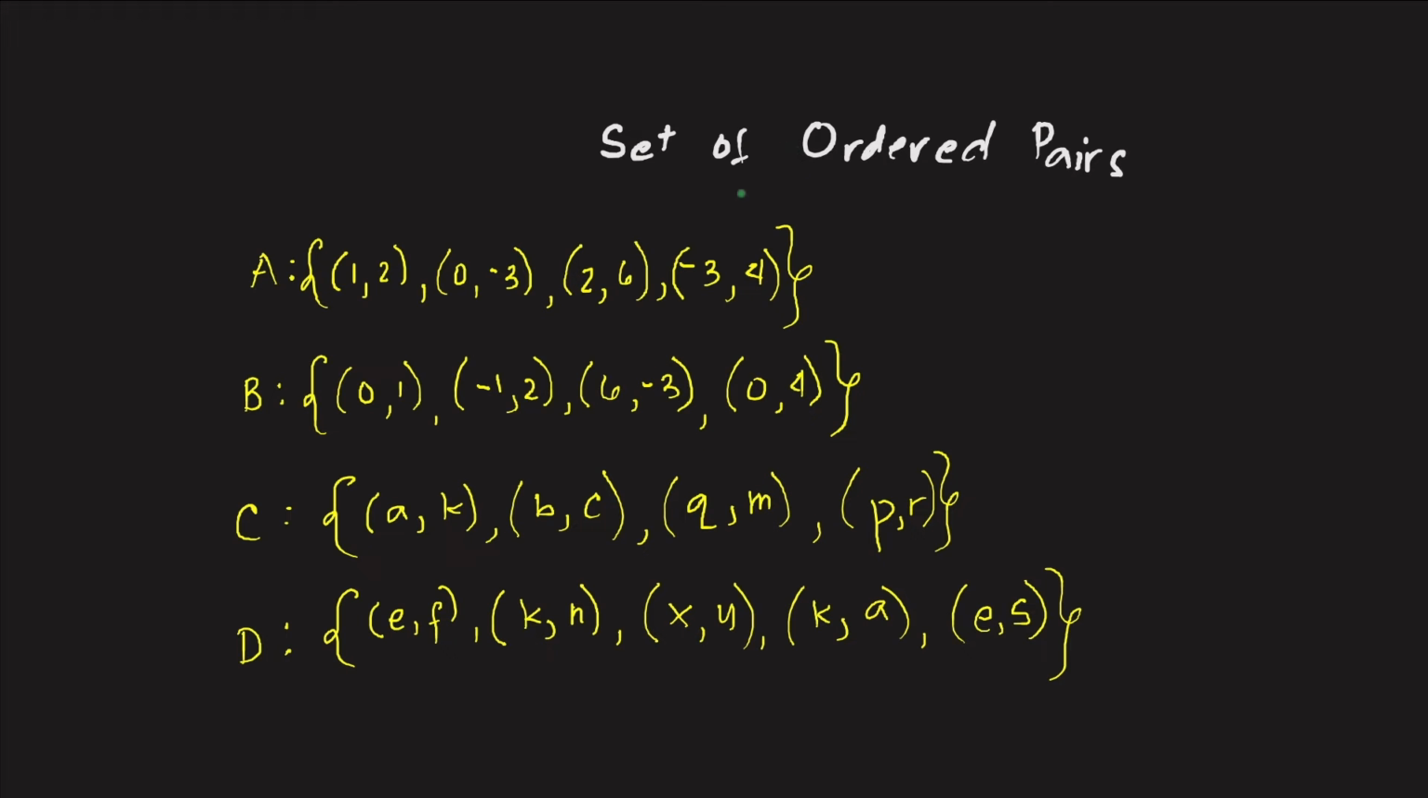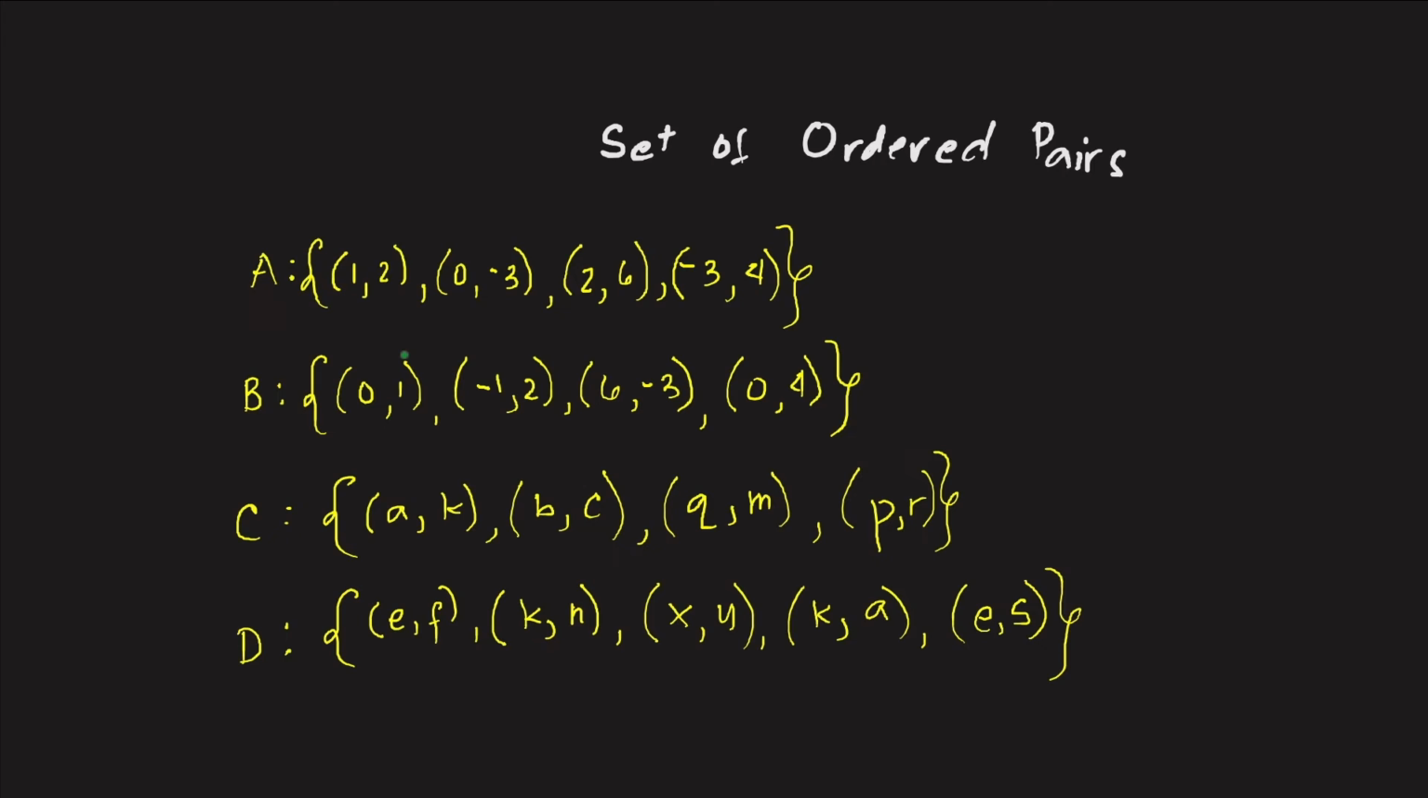Now we move on to identifying a function out of a relation represented as a set of ordered pairs. Let's consider set A. Just observe the elements in the domain. Okay, we see 1, 0, 2, and negative 3 as elements of our domain, and we have 2, negative 3, 6, and 4 as elements of our range in set A.